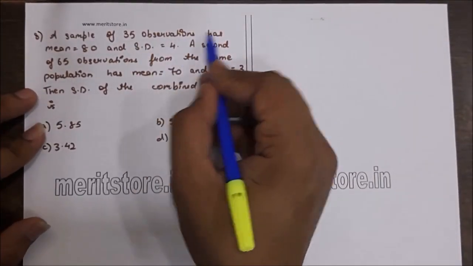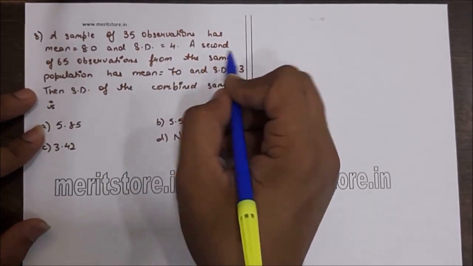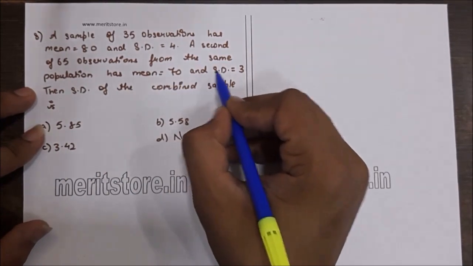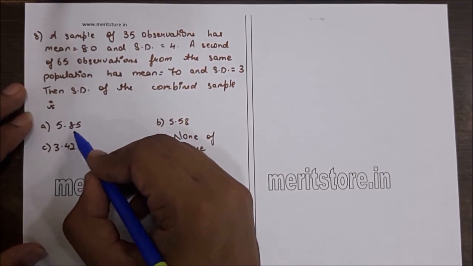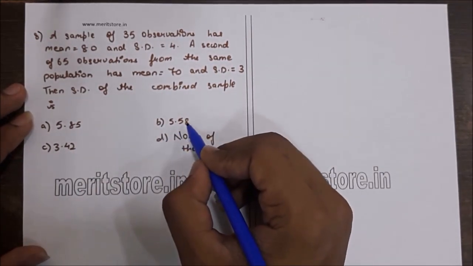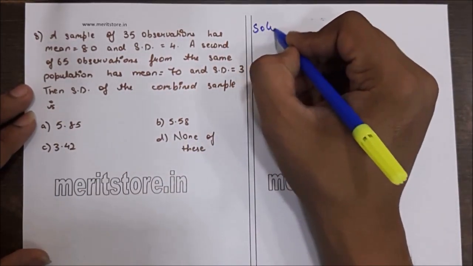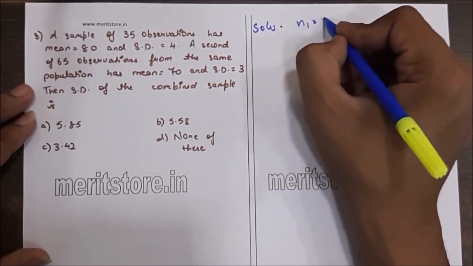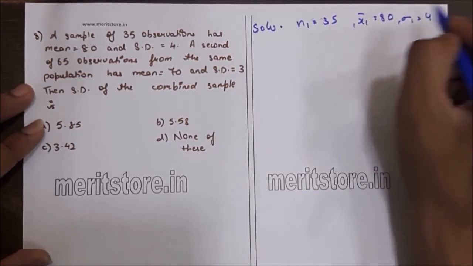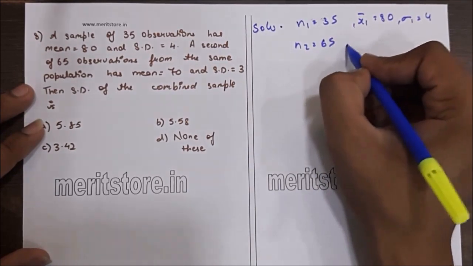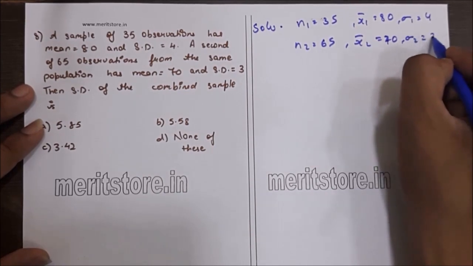A sample of 35 observations has mean equal to 80 and SD equal to 4. A second sample of 65 observations from the same population has mean equal to 70 and SD equal to 3. Then SD of the combined sample is: option A 5.85, option B 5.58, option C 3.42, option D none of these. Therefore the solution is, we know n1 is equal to 35, x1 bar is equal to 80, sigma 1 is equal to 4, n2 is equal to 65, x2 bar is equal to 70, sigma 2 is equal to 3.